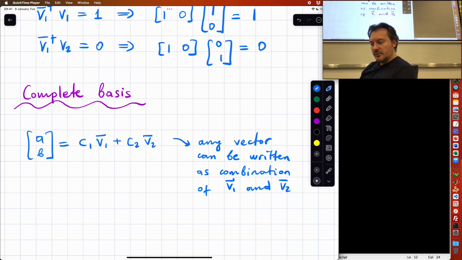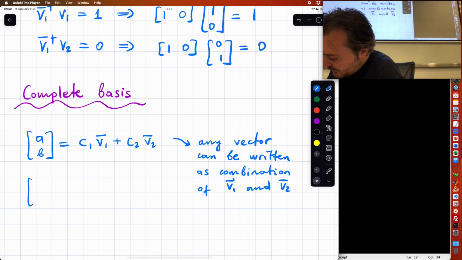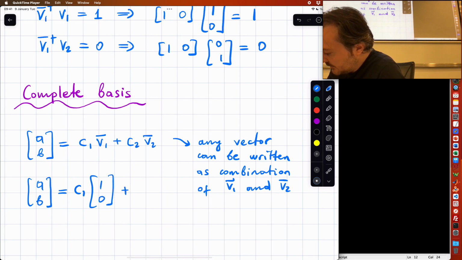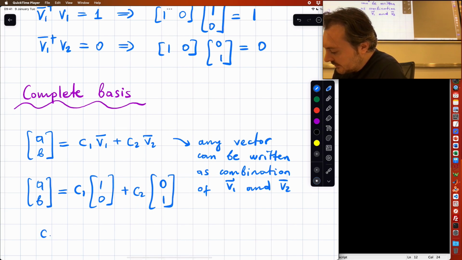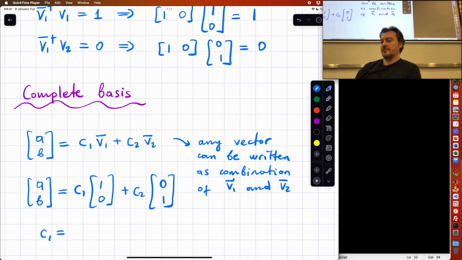So where are you going to find these coefficients? In this particular example, it's easy to see. (a, b) equals C1 times (1, 0) plus C2 times (0, 1). So what is C1? A. Does everyone agree? A. And what is C2? B. Very good. So let me show you how you can find C1 and C2 in any case.